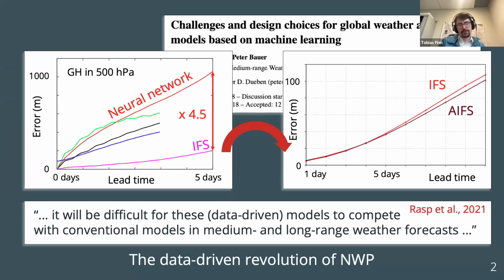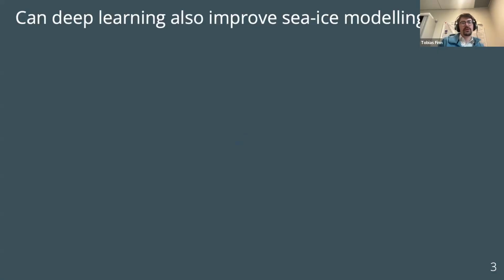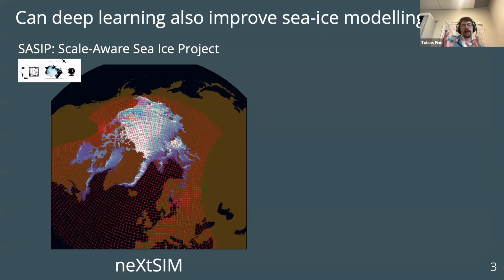As I said in the beginning, I will mainly focus on sea ice modeling. So a question is then, can we also use deep learning to improve sea ice modeling? The specific focus of this project, the so-called scale-aware sea ice project, is the neXtSIM model. neXtSIM is a next generation sea ice model, which is developed around a new type of rheology, a new type of parameterization of how the sea ice reacts to external forcings from the atmosphere and the ocean.